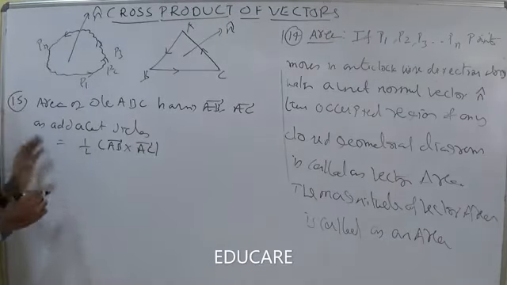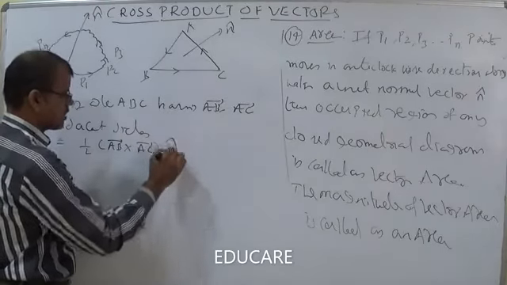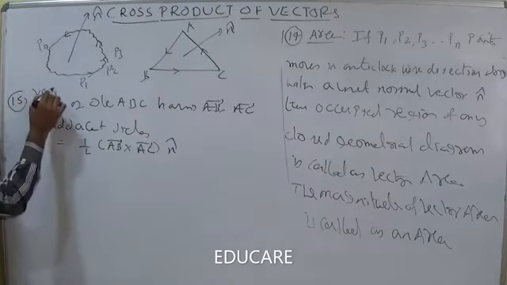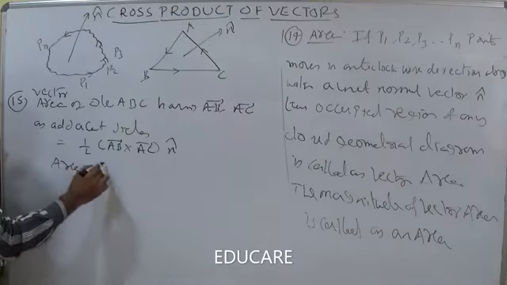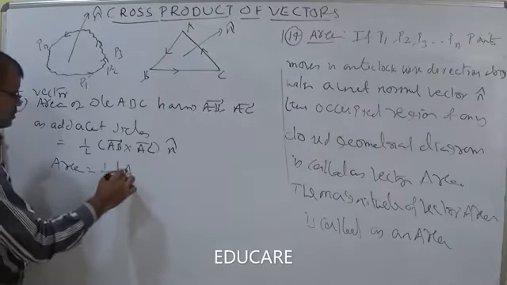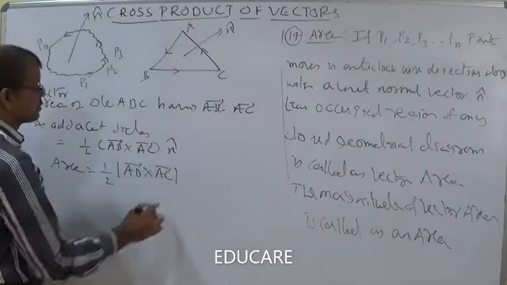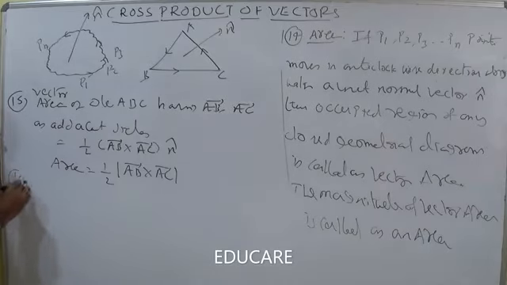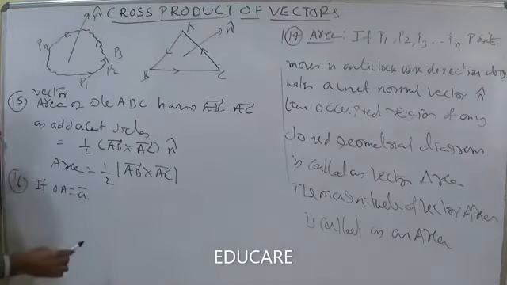It is the general vector area, 1 by 2 AB cross AC into n cap, whenever you write vector area. Whenever you need the area, you can write 1 by 2 into modulus of AB cross AC. Next, the 16th one: if OA is equal to A bar, I mean the position vector concept.